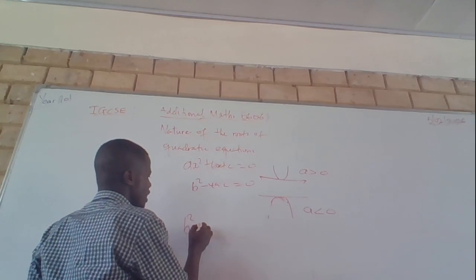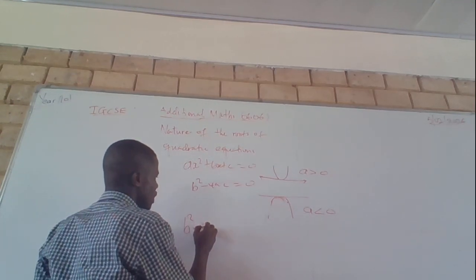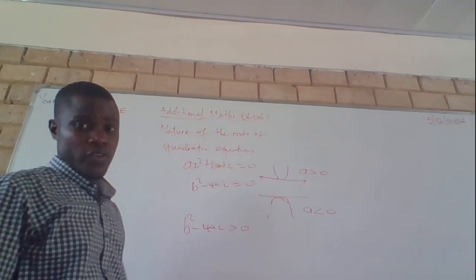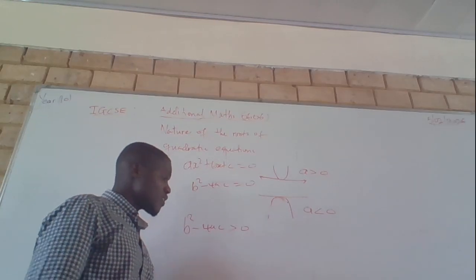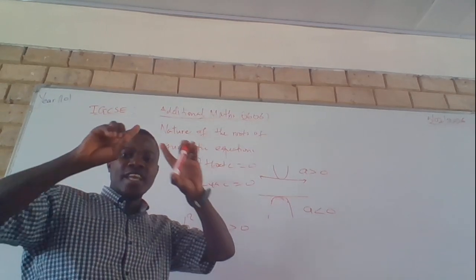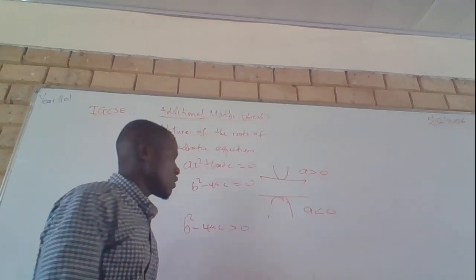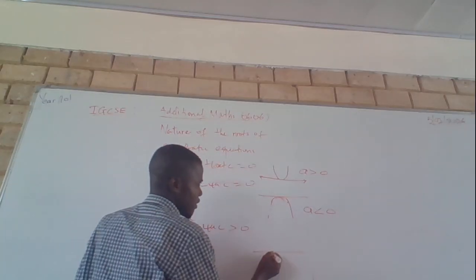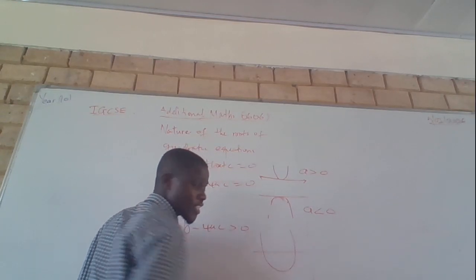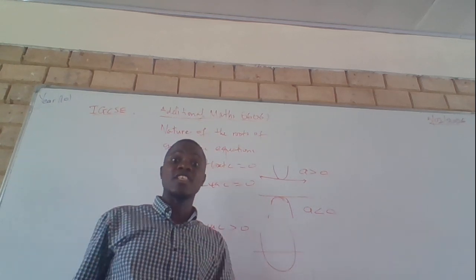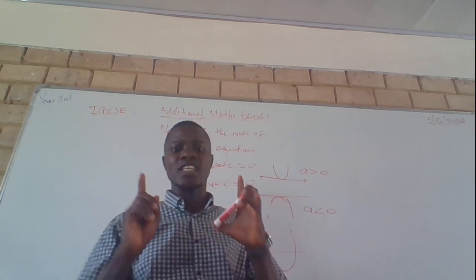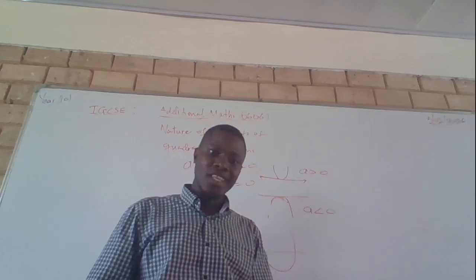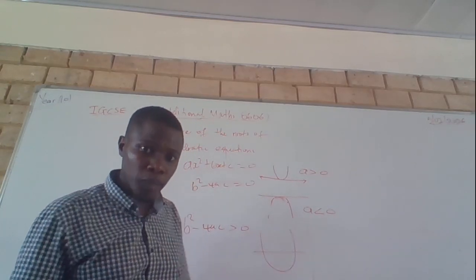What if we have a situation where the discriminant, which is b squared minus 4ac, is greater than 0? What can we say about the roots? In this case, we will have two roots that are different, or distinct, right? So we will have a curve that cuts the x-axis at two distinct points. That is where the name distinct comes from. Because the curve cuts the x-axis at two different points, those two points have two different numbers.